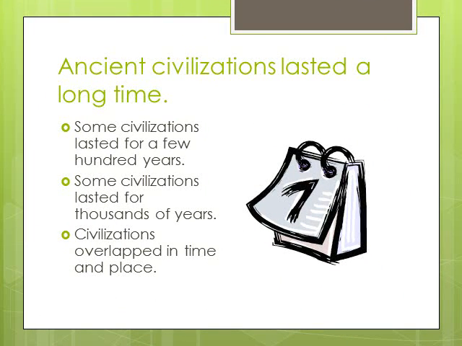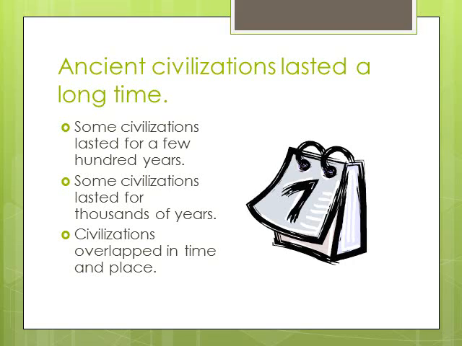Ancient civilizations lasted a long time. They didn't all last the same amount of time, but for the most part, they lasted for a significant period of time. Some civilizations lasted for a few hundred years. That means they were about the same age as the United States is right now. Some civilizations lasted for thousands of years, like 2,000 and 3,000 years, so that their history, even though they've come and gone, lasted a lot longer than what we deal with in the United States today.